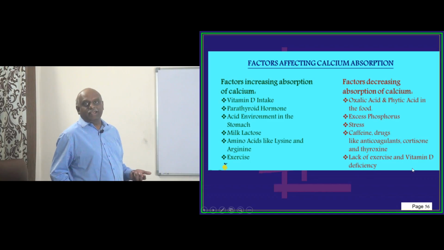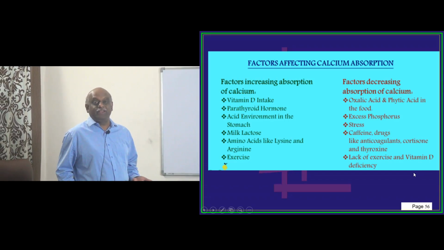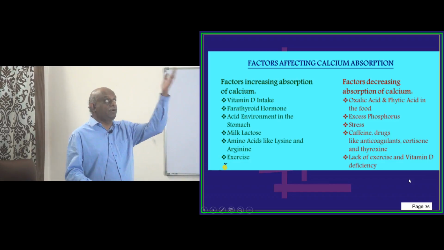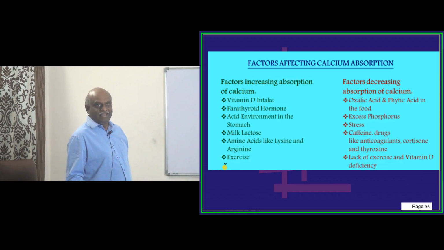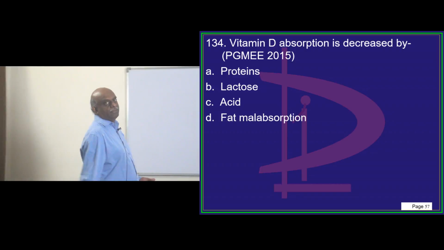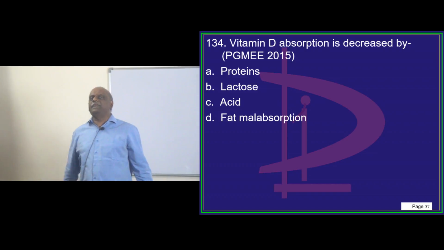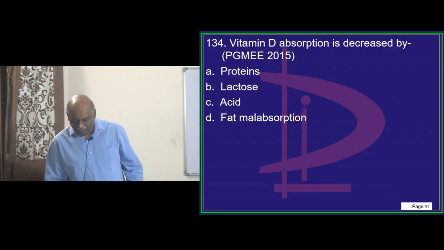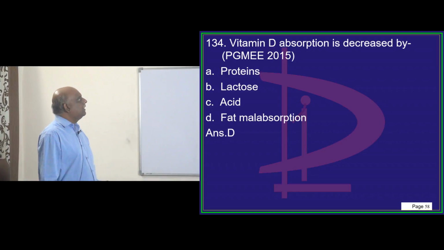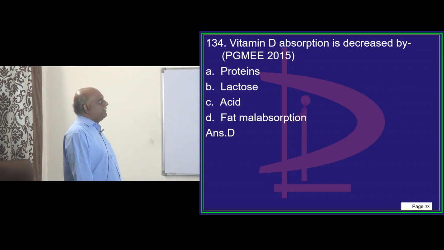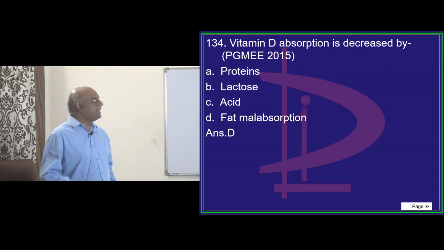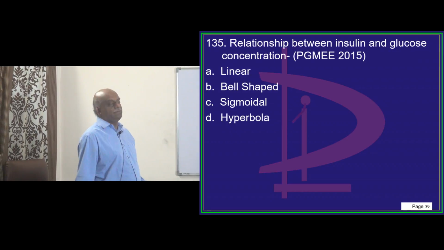And lack of exercise, vitamin D deficiency. Constantly sitting in the reading room and preparing for NEET PG will make you vulnerable if you don't expose yourself to sunlight. That is what you need to remember. What decreases vitamin D is a very, very important question. So it is fat malabsorption which decreases vitamin D absorption.